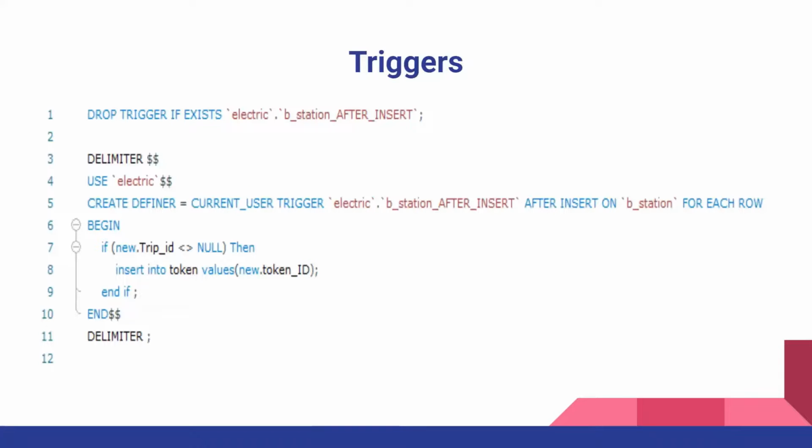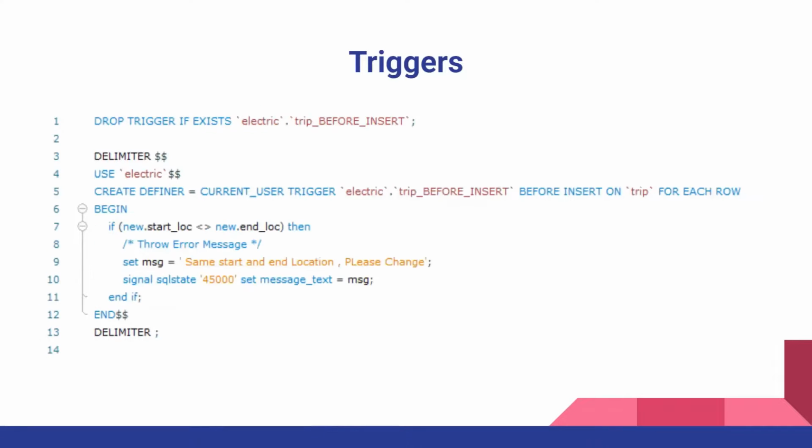So we have created a couple of triggers as well. In this trigger, whenever a trip ID is generated, that trip ID is responsible for generating a token for that particular customer vehicle. This token is directly issued to the customer account. So this is the trigger. Moving on to the next trigger. In this trigger, if the start location and end location specified by the customer are the same, it will throw an error stating that both locations are the same and this is an invalid input. It will ask the customer to change it. So this is one of the triggers.